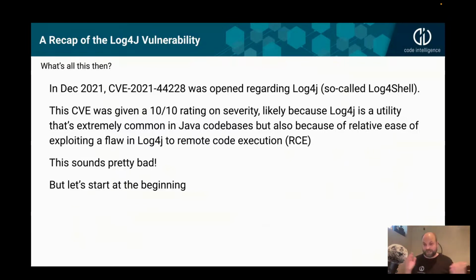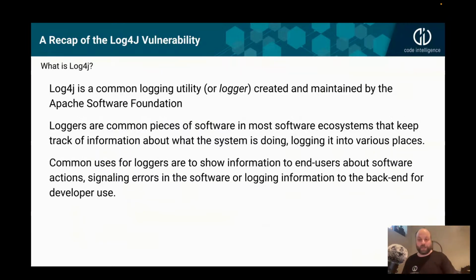But let's go back to the beginning. Let's talk about what Log4j is, and how this exploit came about, like what it looks like. All right, so what is Log4j? Log4j is a common logging utility, or a logger, created by the Apache Software Foundation. Apache creates all sorts of open source software, well known for various things, Kafka, all sorts of utilities. Log4j has been around for quite a while.